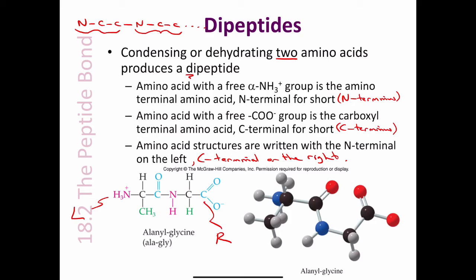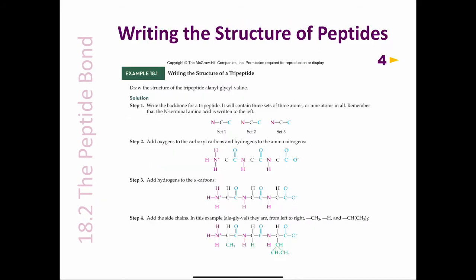And of course, if I had a tripeptide, I would add another nitrogen and 2 carbons, and so on and so forth. Example 18.1 is just a really nice exercise in writing the structure of a tripeptide. So the question asks us to draw the structure of the tripeptide of alanyl glycyl valine.